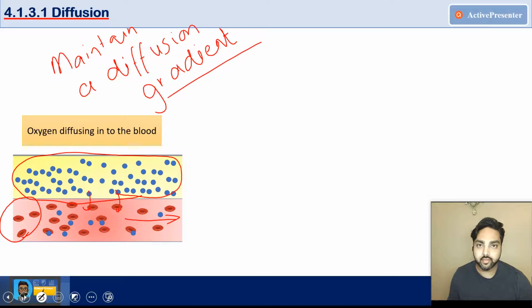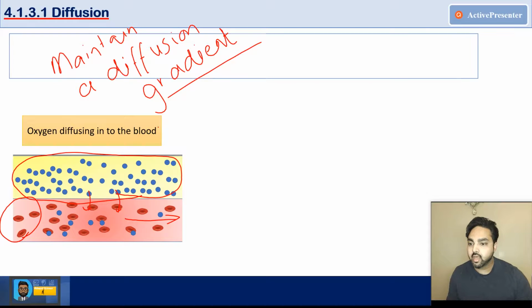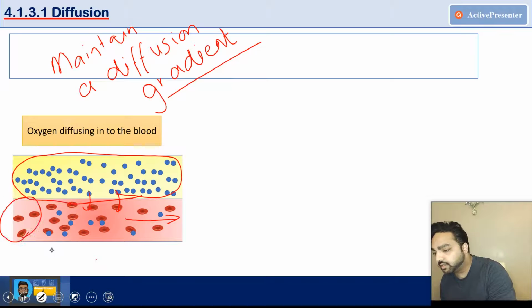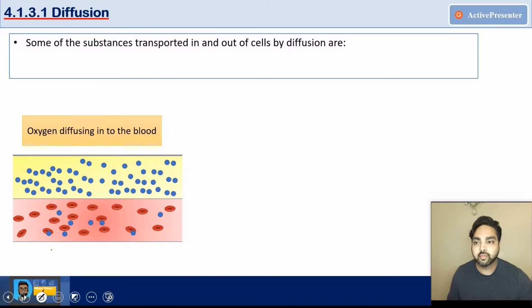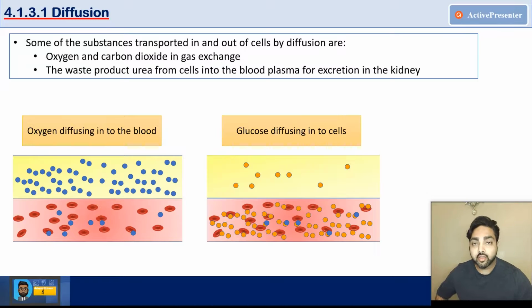You maintain a diffusion gradient, and a diffusion gradient is a difference in concentrations between two separate regions. Some substances transported in and out of cells by diffusion are oxygen and carbon dioxide in gas exchange. Another example is the waste product urea, which diffuses from cells into the blood plasma, which then gets excreted, stored in the kidney.